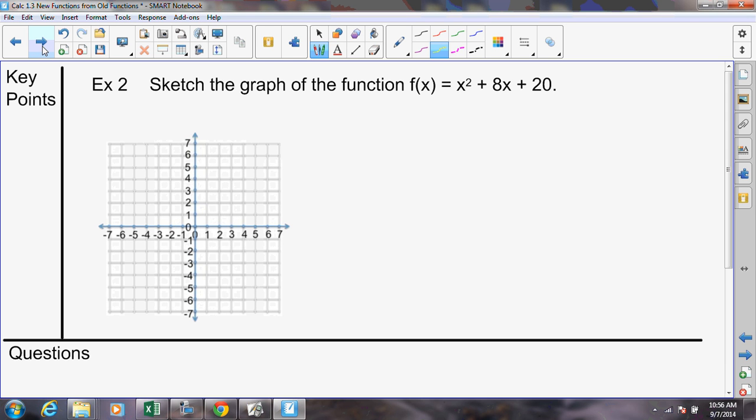So, part 2, or example 2, sketch the graph of this function. Well, yes, you could type it into a calculator and get the answer quick. That's not the point behind this problem. The purpose behind this is to say you create your own sketch, not type it into the calculator.